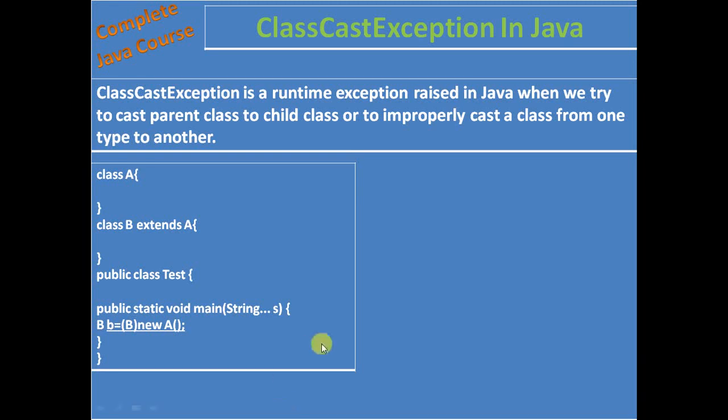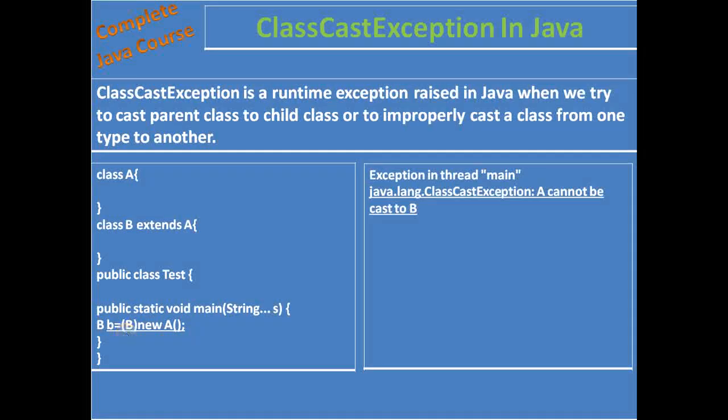Suppose, take an example, we create a class A and a class B which extends class A. So class B is the child class and class A is the parent class. In the test class, if you try to cast A, which is the parent class, to B, then it will throw the ClassCastException. Exception in thread main java.lang.ClassCastException: A cannot be cast into B. So you cannot cast the parent class to the subclass.